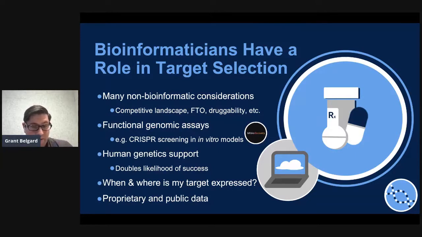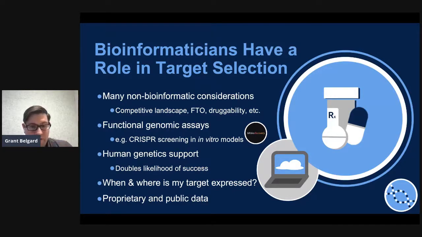Bioinformaticians would need to be involved in the design and analysis of functional genomic assays. For example, bit.bio discovery, who's a partner of ours under my other hat at bit.bio, runs CRISPR screens on in vitro models of disease. Model systems are great, but there are always questions of relevance, which is where human genetics shines. Programs around targets with human genetic evidence are twice as likely to show efficacy as those that lack such evidence.